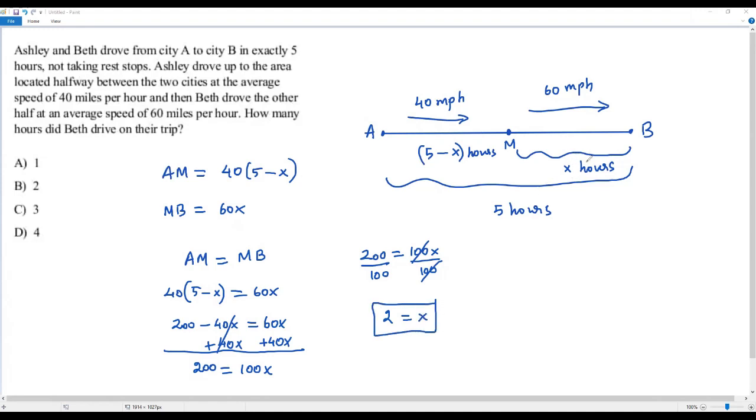So already we have assumed X as the number of hours of time taken by Beth to drive on that trip. Since we got X equals 2, Beth has taken 2 hours to drive on the trip, and we find this 2 in answer choice B. The correct answer choice for this question is B.